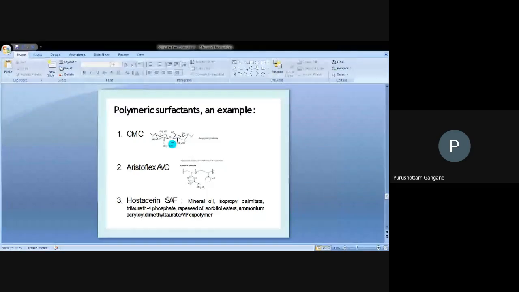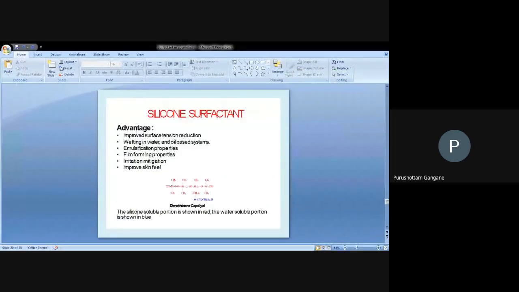It is a mineral oil, isopropyl palmitate, trilaureth-4 phosphate, rapeseed oil, sorbitol ester, ammonium acryloyldimethyltaurate, VP polymer. It is a combination of all these materials, so it is a blended surfactant, we can say. They can be used in particular types of creams and lotions. They can also be used along with your conventional surfactant.